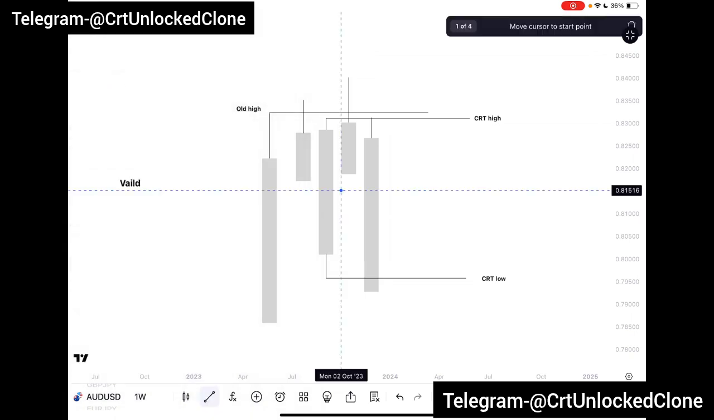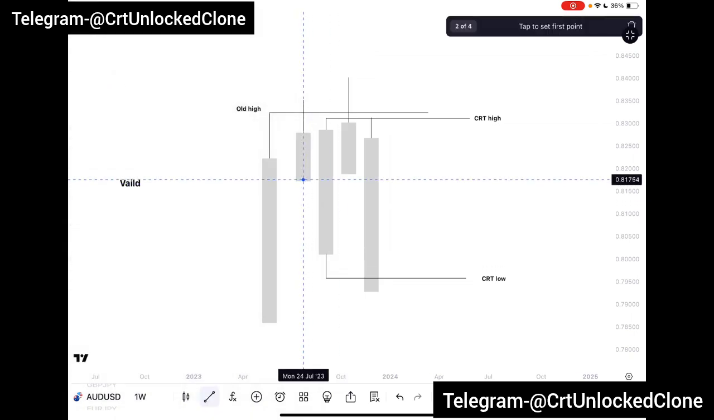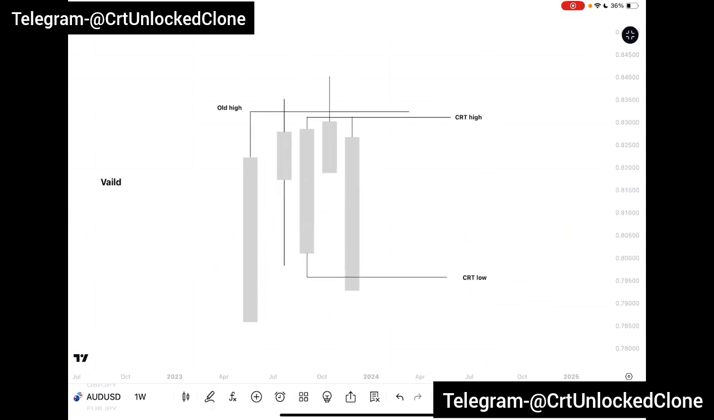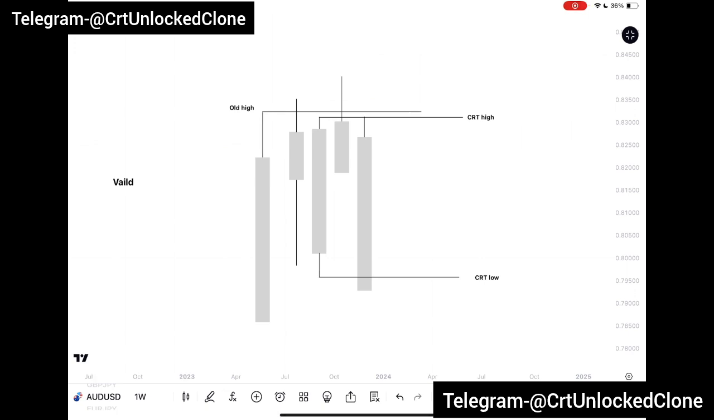So this is just a random candle. It's not a CRT candle or a manipulation candle. Now here, just listen very carefully to what I'm going to say. Here the first candle which purged the old high, which means our key level, is a random candle. It's not a CRT candle, or even a manipulation candle. A random candle has purged the old high at first.